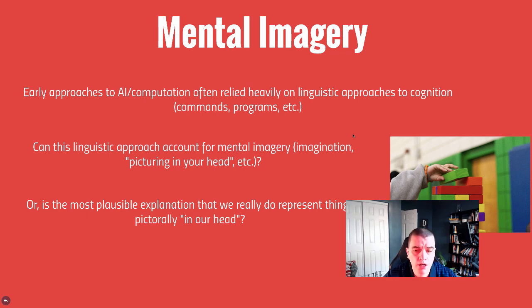So this is where Pylyshyn and studies like Shepard's, and a bunch of others that Pylyshyn cites too, are debating whether we need to account for something like mentalistic or imagistic representation in the mind, or if we can do this with some more basic propositional type of account.